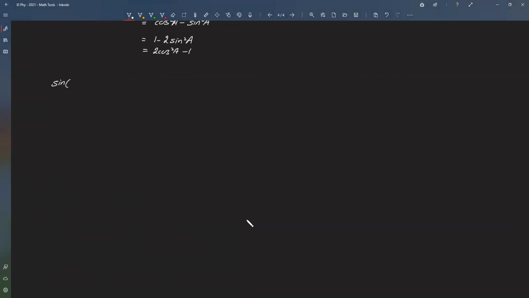So we already know what sin(A plus B) is and what sin(A minus B) is. So what if I add these two? What if I add sin(A plus B) and sin(A minus B)? Remember, sin(A plus B) was what? sin(A plus B) was sin A cos B plus cos A sin B. This is what sin(A plus B) is. And sin(A minus B) is what? sin(A minus B) is sin A cos B minus cos A sin B.